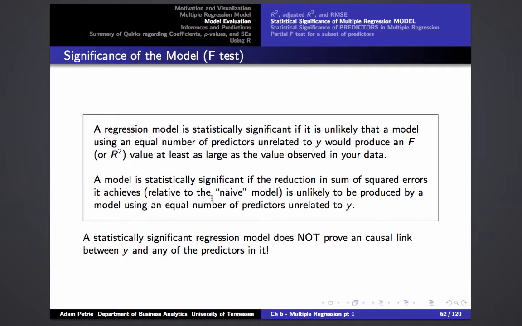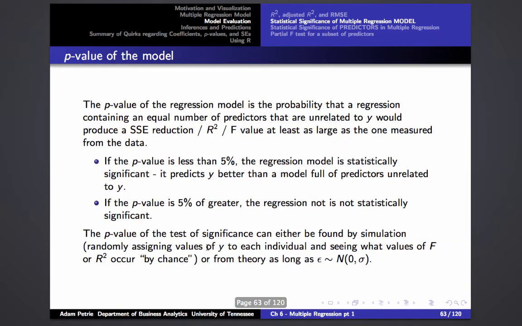Okay, now once again, before talking about how we determine this, remember that if we do find that a regression model is statistically significant, this does not prove a causal link between y and any of the predictors in it. There could be lurking variables, we could have made an error, etc. Okay, so how do we gauge significance?